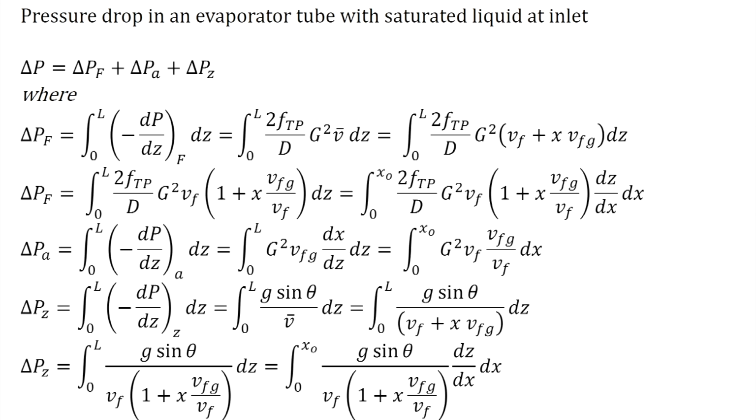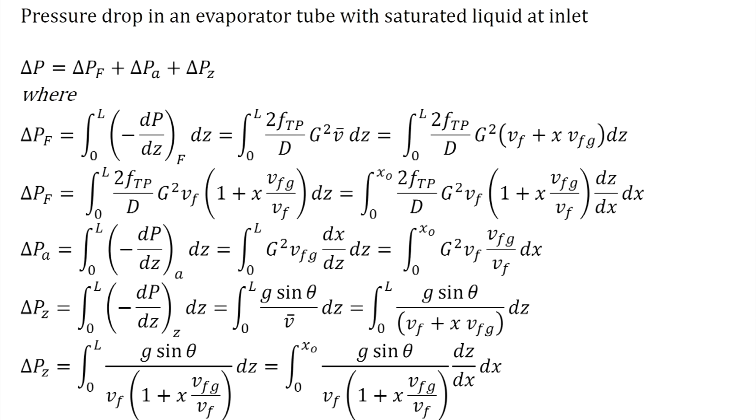Now, dP by dz for acceleration, the pressure gradient due to acceleration, is substituted in the expression for delta P_A, and we get the integral from 0 to L of G squared v_fg dx by dz. Here also we want to convert to an integral with respect to x. So, we cancel dz, and then we get G squared v_fg by v_f dx, integral 0 to x_o.